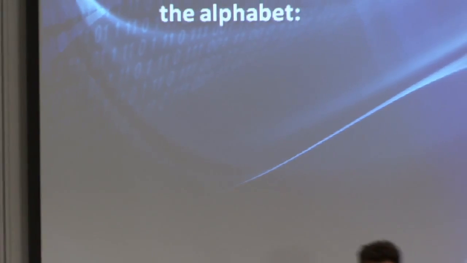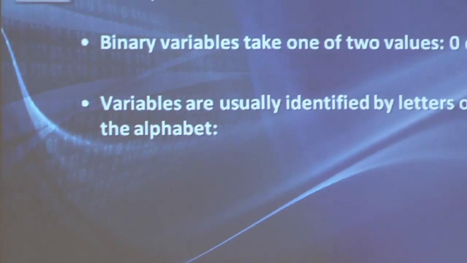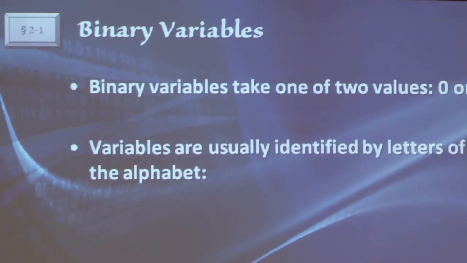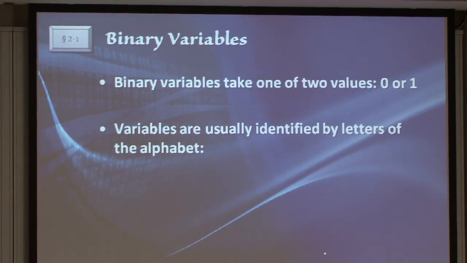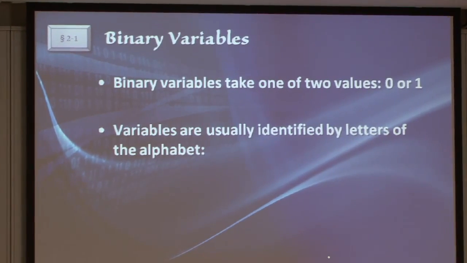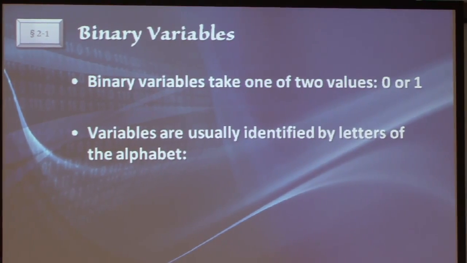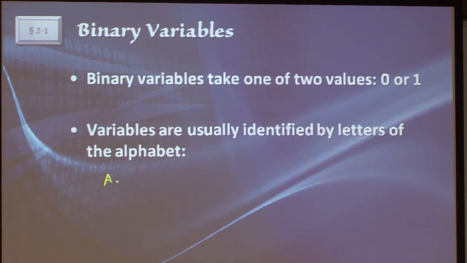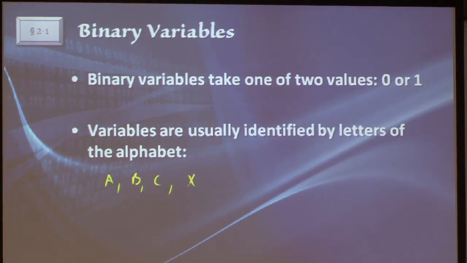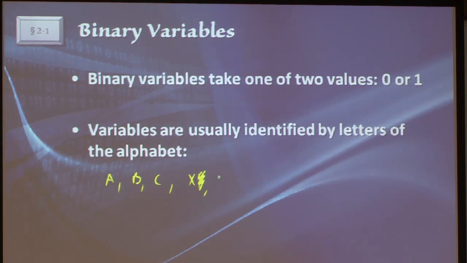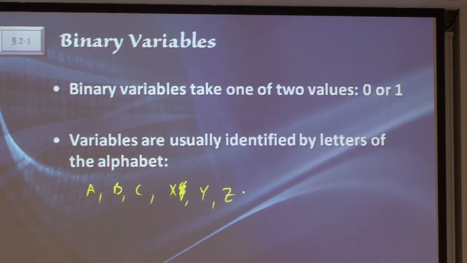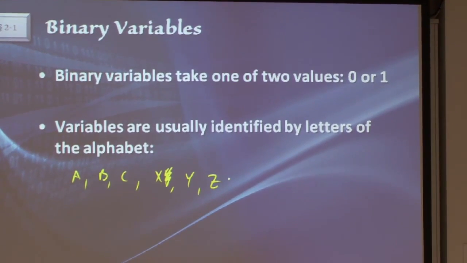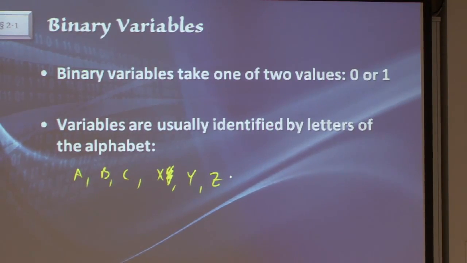So what are binary variables? Binary variables are the variables which we'll be working with. By definition, a binary variable can take one of two values, the 0 and the 1, which we said we use a lot in digital. And we will express those variables either by letters of the alphabet, such as A, B, C, sometimes X, Y, and Z. Usually you'll see either a lot of A, B, C, D, or W, X, Y, and Z. These are the most common ones, but there's no problem using any letter of the alphabet.